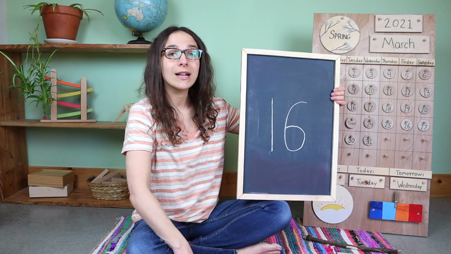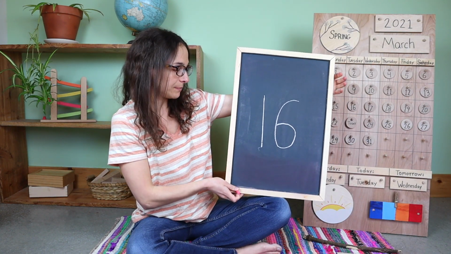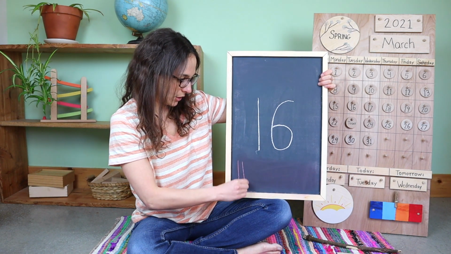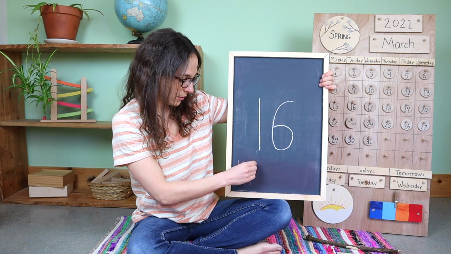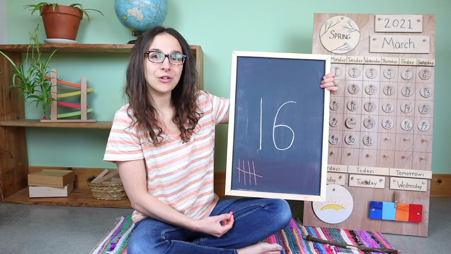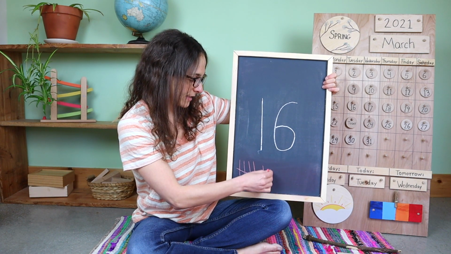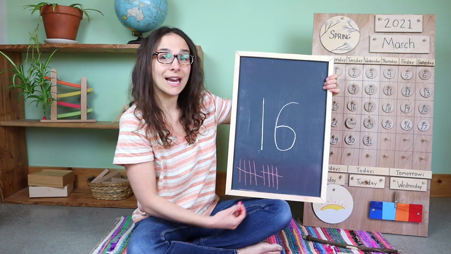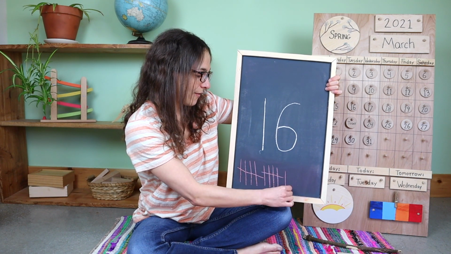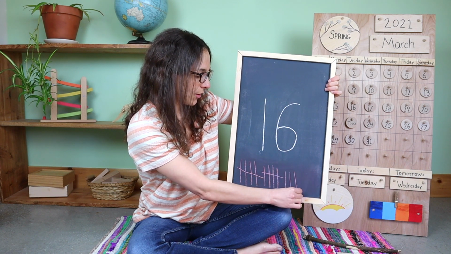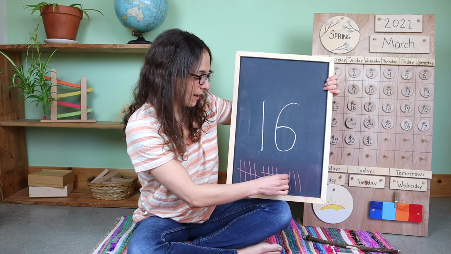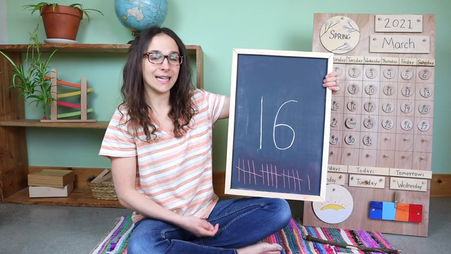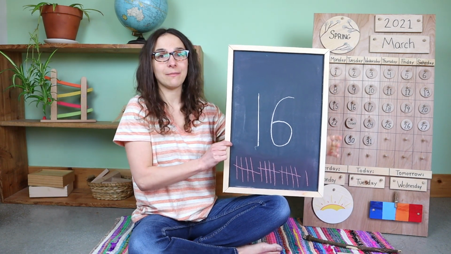Now, let's count 16 tally marks together. Are you ready, friends? 1, 2, 3, 4, 5 goes across, 6, 7, 8, 9, 10 goes across, 11, 12, 13, 14, 15 goes across, and one more makes 16. 16 tally marks.